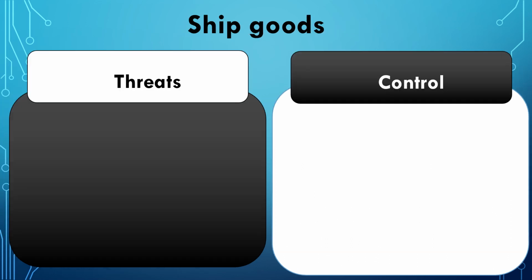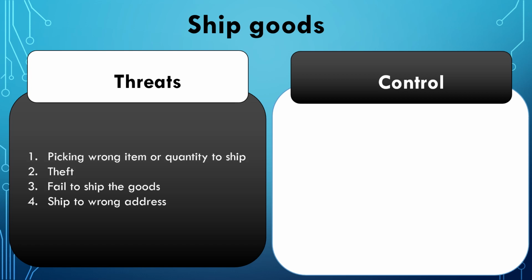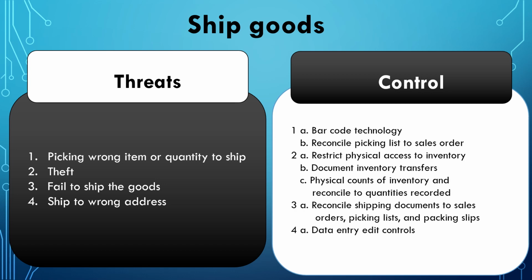Okay. For the shipping goods activity, we have the threats. We have packing wrong items or quantities to ship, theft of items, failure to ship the goods, shipping to the wrong address. So how to control that? Barcode technology, reconciling packing list to sales order, restricting physical access to inventory, documenting inventory transfer, physical count of inventory, and reconciling it to the quantity recorded in the account of inventory.